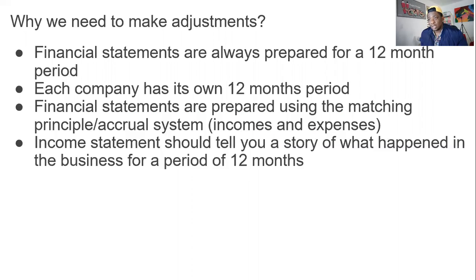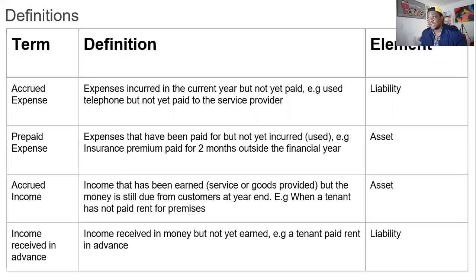So you should tell me how much rent I was entitled to for a period of 12 months. If someone paid me rent for 14 months, the other 2 months, just don't include them, because they tell a story of another period. You need to tell a story of a 12-month period. How many sales were generated for the past 12 months? How much rent income was earned for the past 12 months? That is what is important. You don't include the other months that fall outside the current year.